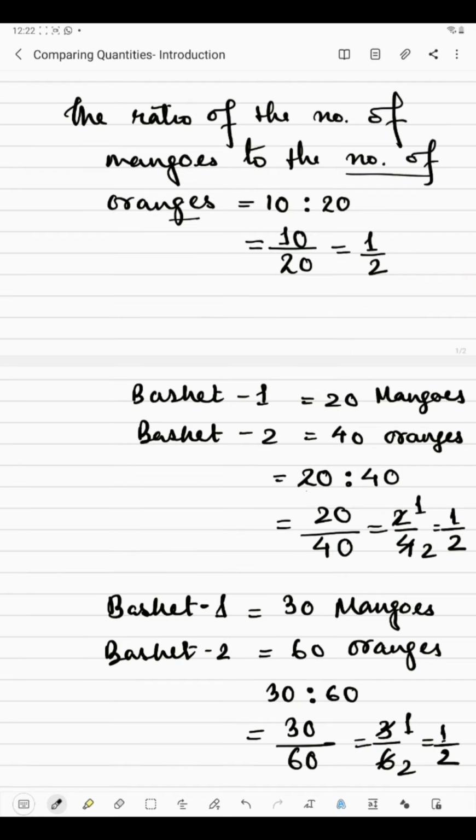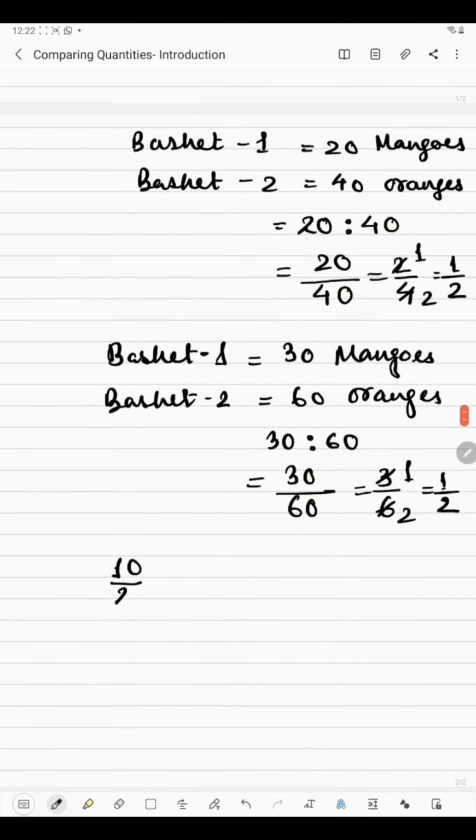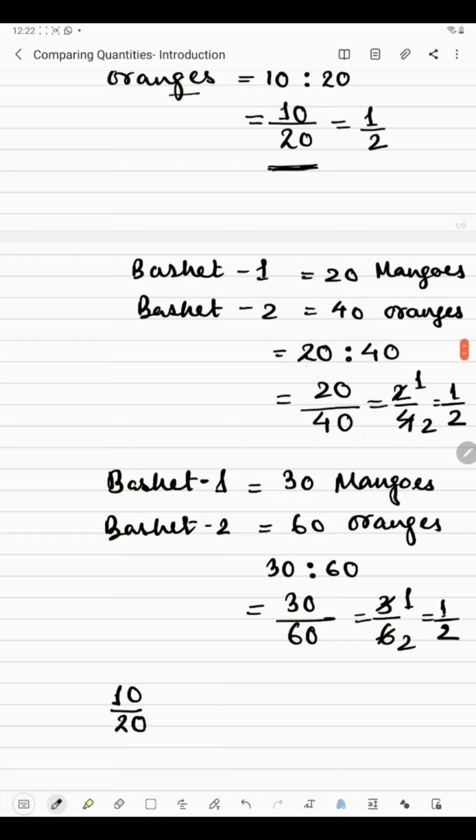So what we have observed is that here we have got the ratio as 10 by 20, and in the second case we have got 20 by 40, and in the third case we have got 30 by 60. If you simplify these ratios, we get 1 by 2 in all cases. So in every case the ratio is the same. The ratio has remained the same, which is 1 by 2.